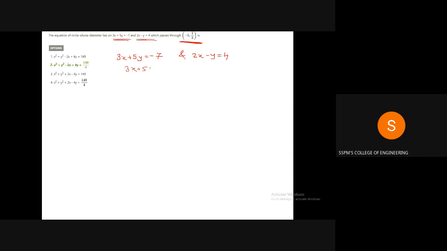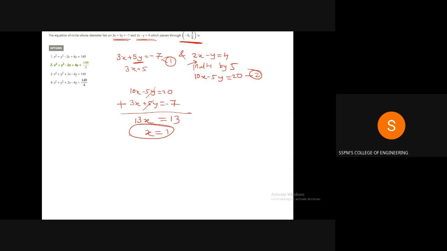In order to make the coefficient of y 5 in this equation as well, we will multiply this equation by 5. So we have 10x minus 5y is equal to 20. This is our second equation. This is our first equation. So we have 10x minus 5y is equal to 20, and add it with 3x plus 5y is equal to minus 7. So 10x plus 3x is equal to 13x. Minus 5y plus 5y will get cancelled, and 20 minus 7 is 13. And x is equal to 1. So x is equal to 1.